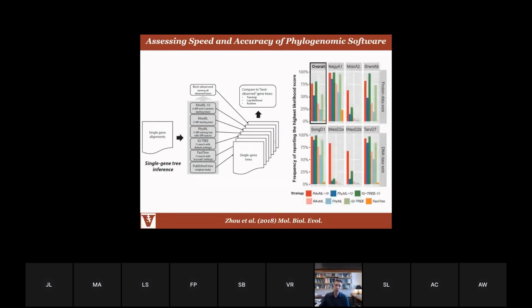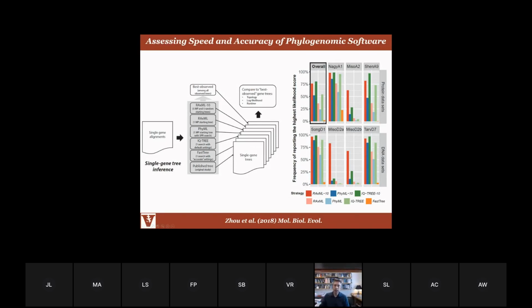And so when we do that, we find that no method is perfect. If you focus on just this graph here, the y-axis indicates the frequency of reporting the highest likelihood score. So, how many times a particular method found the highest likelihood for one particular tree. The different color codings indicate RAxML in the shades of red with 10 starting trees. So they're slightly different versions. Whenever you see the 10, it's a little bit more of an exhaustive method, and it seems to be performing better. And PhyML, IQ-Tree, and then FastTree.